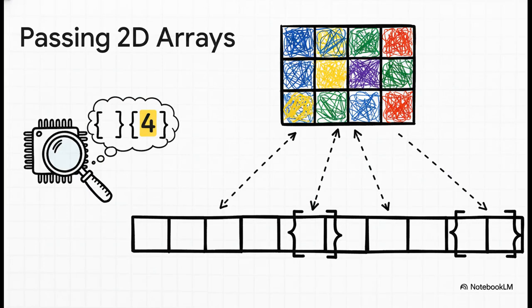And this explains why there's a special little syntax rule. When you pass a 2D array to a function, you can leave the number of rows empty, but you have to specify the size of the columns. Why? Because the compiler needs that column number to do the math. If it knows each row has, say, 4 items, it knows the second row starts 4 spots after the first one began. Without that column size, it would have no idea where one row ends and the next begins. It would be completely lost.